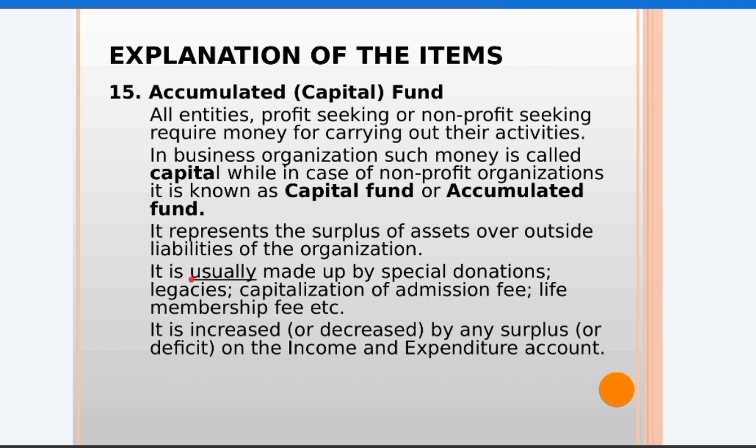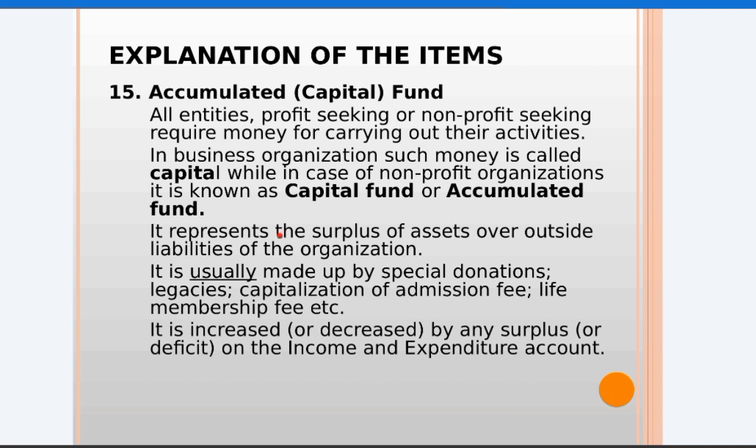So that simply means that the accumulated fund will represent the surplus of assets over the outside liabilities. We are simply saying the difference between the assets and the liabilities will give you the accumulated fund. And this fund will either be increased by a surplus or decreased by a deficit. So a deficit will decrease this fund, and a surplus will increase this fund.